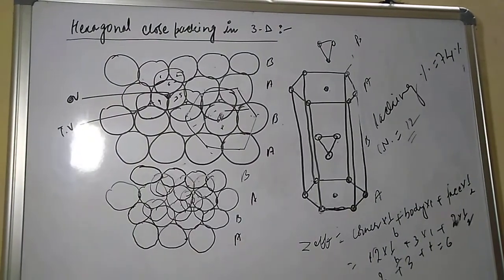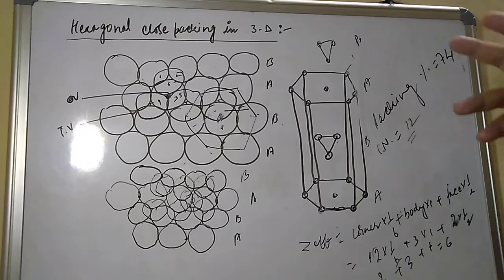So this is the information we have to keep in mind. Firstly, we have to cover the tetrahedral void, then we have to cover the octahedral void. So you will get the 3-dimensional structure in the HCP. So this is all about this lecture.